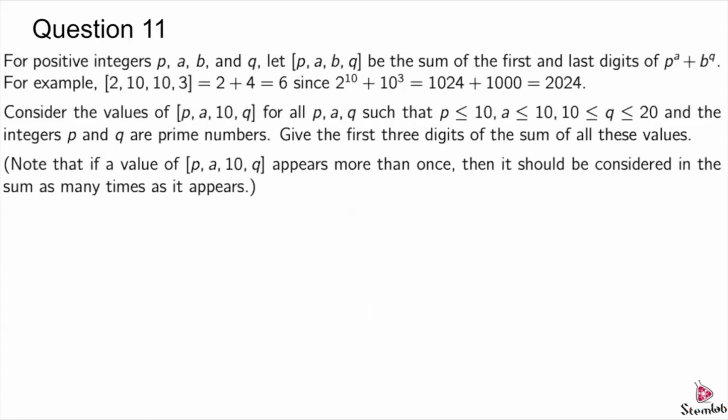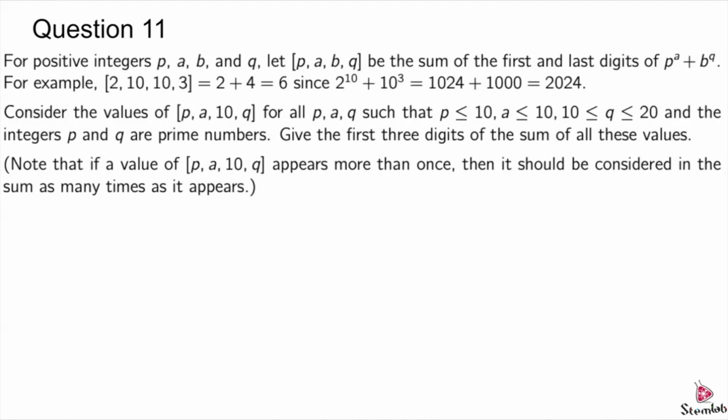Question 11 says, for positive integers p, a, b, and q, let [p, a, b, q] be the sum of the first and last digits of p to the power of a plus b to the power of q. For example, [2, 10, 10, 3] is equal to 2 plus 4 equals 6, since 2 to the 10 plus 10 cubed is equal to 1024 plus 1000, which is 2024.